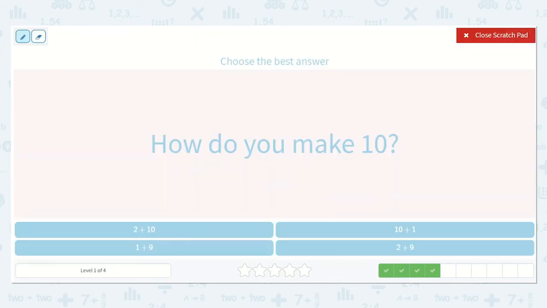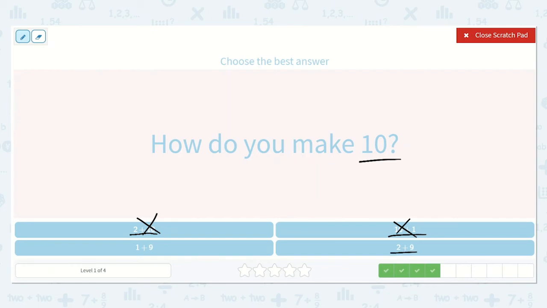Now they ask, how do you make 10? Well, here we have 2 plus 10. And I know if we're adding something to 10, that's already going to be more than 10, so it's not this one. Same with this. If we have 10 and we're already adding more, it's not going to be that one.